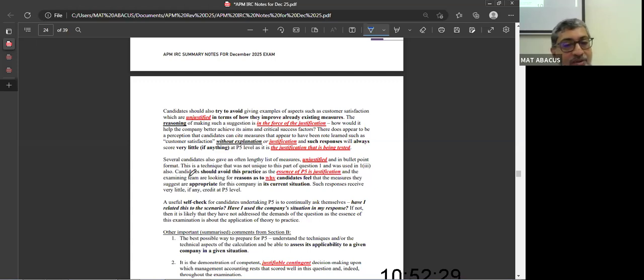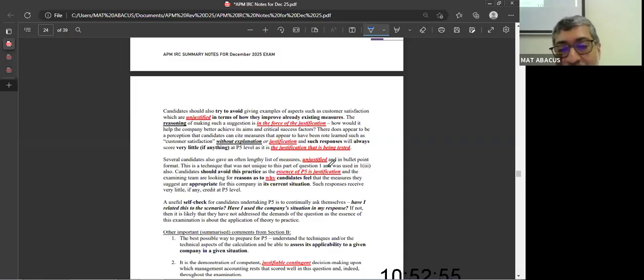So the essence, he went to say, candidates should avoid this practice, as the essence of P5 is justification. That's why I say do PER. Because the E, okay, if the point is irrelevant, finish. That's the first one. But if the point is relevant, then the E is the most important, which is why.